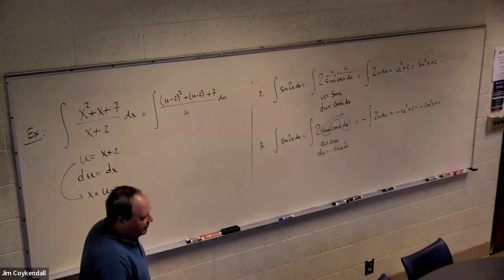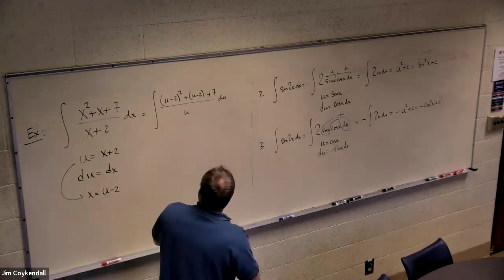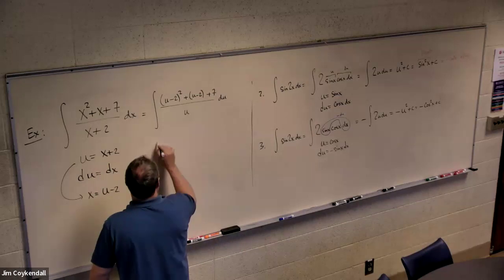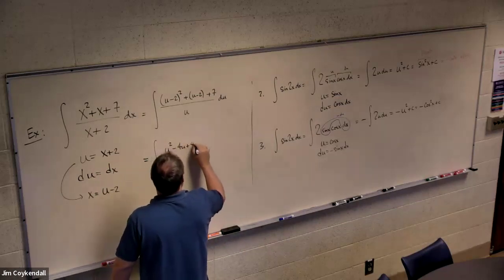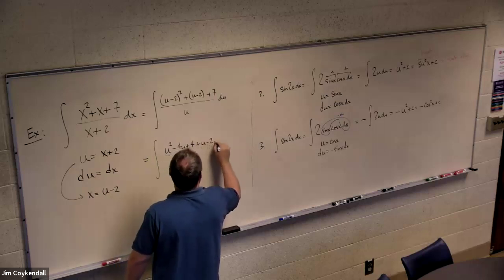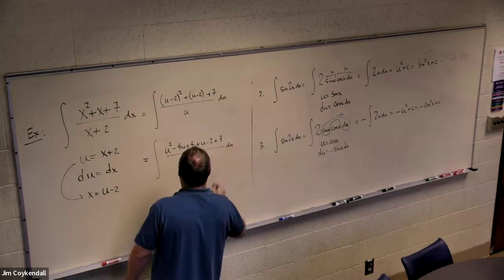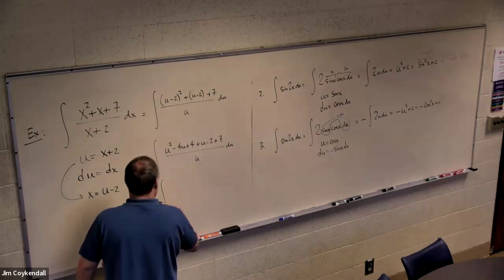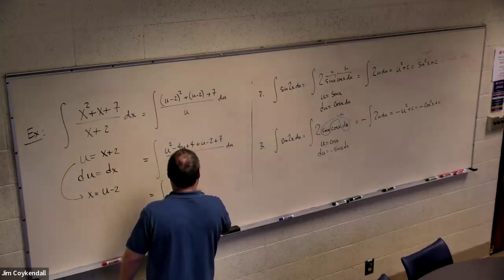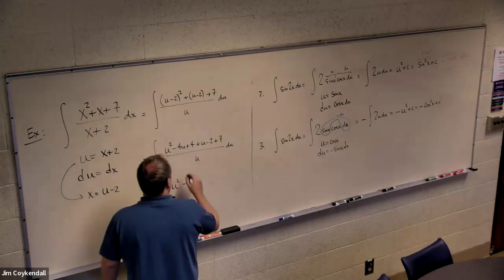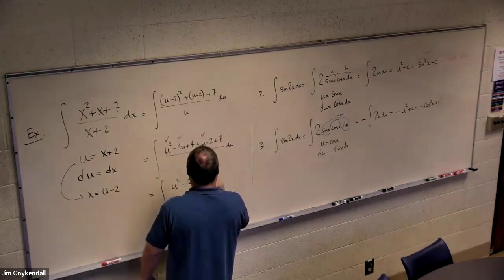And now I know that this is work because I've got everything in terms of u. So it's just a matter of multiplying this out and simplifying. This is u squared times 4u plus 4 plus u minus 2 plus 7 plus u. So this is u squared minus 3u. And this will be plus 9, I guess.